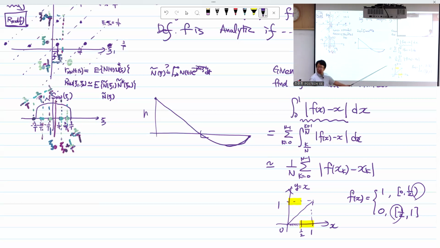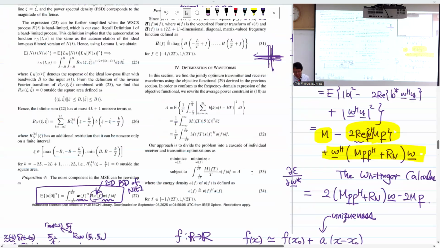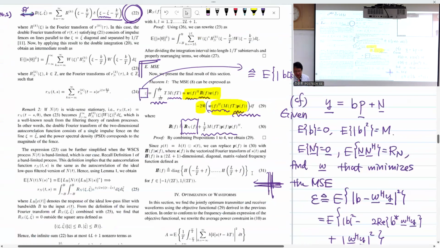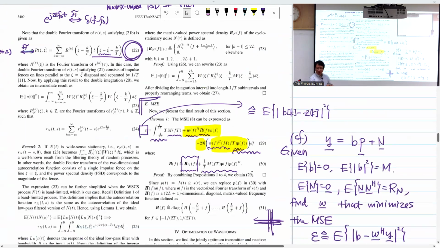Got it? And you ask your friends whether they can solve this one or not. It's very interesting. Fortunately, since I taught something similar in the 649 estimation detection theory course already during that semester, many students got this problem correct. So I was happy. But anyway, the same thing happens here.